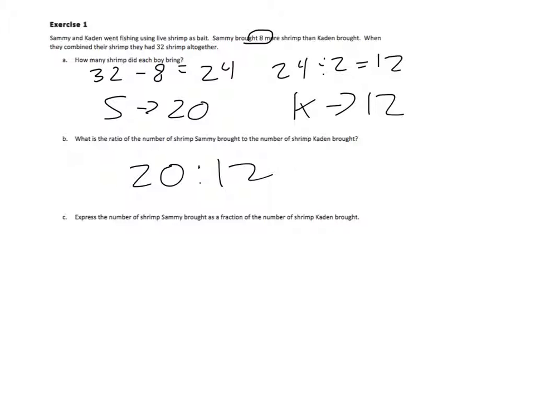Express the number of shrimp Sammy bought as a fraction to the number of shrimp Caden bought. Okay, well, now remember, we're going with Sammy first. Sammy had more, so this is going to have to be an improper fraction. We're going to take his number and put it on top. So Sammy had 20 twelfths the number of shrimp Caden had.